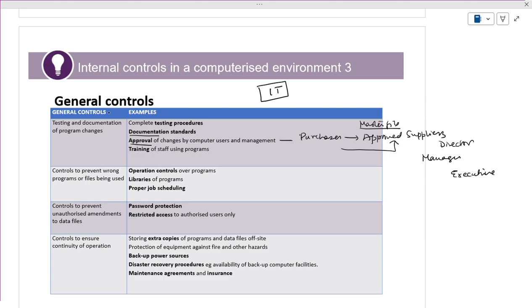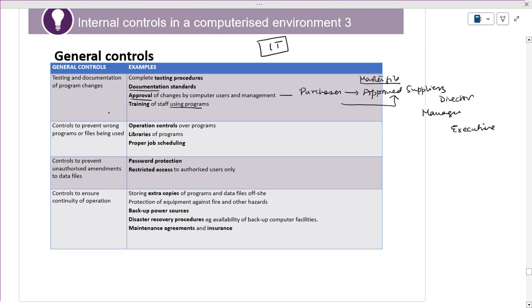Training of staff using the programs. Now, these are the general things. Automatically, by the time we cover the scenario-based questions, it will be easy. Controls to prevent wrong programs or files being used. Operation controls: you should have restricted controls. You have a library of programs. If you take documents, you will have DOCX, the document extension. In the same way, you have an extension with LIB.